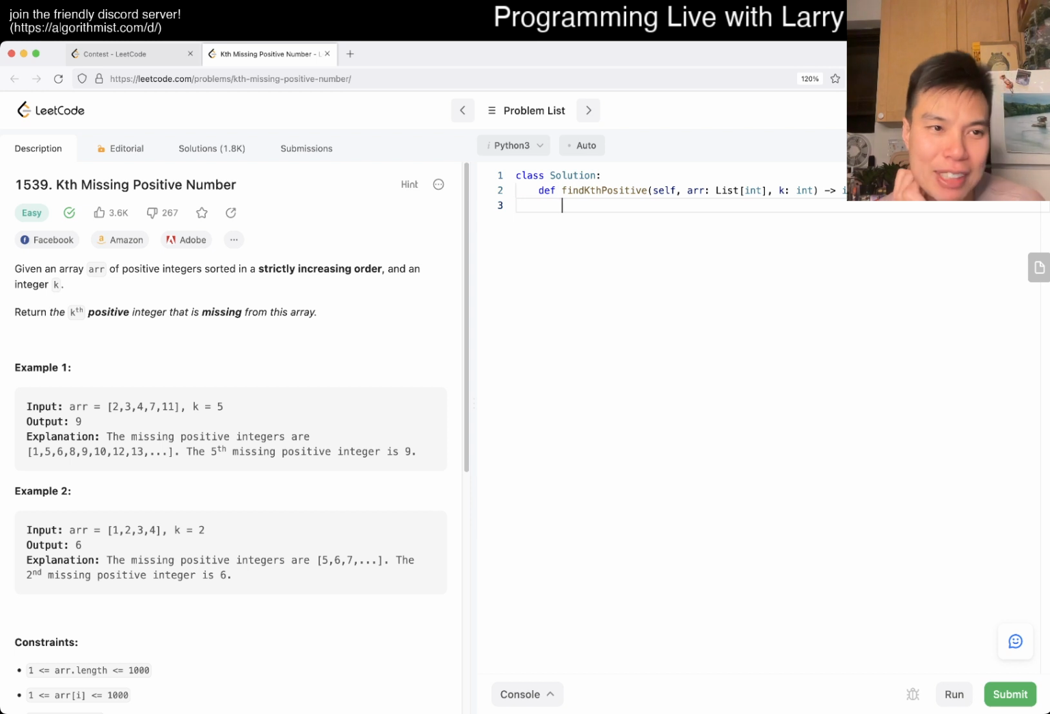Today's farm is 1539, Kth Missing Positive Number, and it is an easy problem, so I am going to do a bonus problem, an extra problem if you want to follow along, something that maybe challenges yourself on a Sunday evening or Monday morning, depending on where you are.